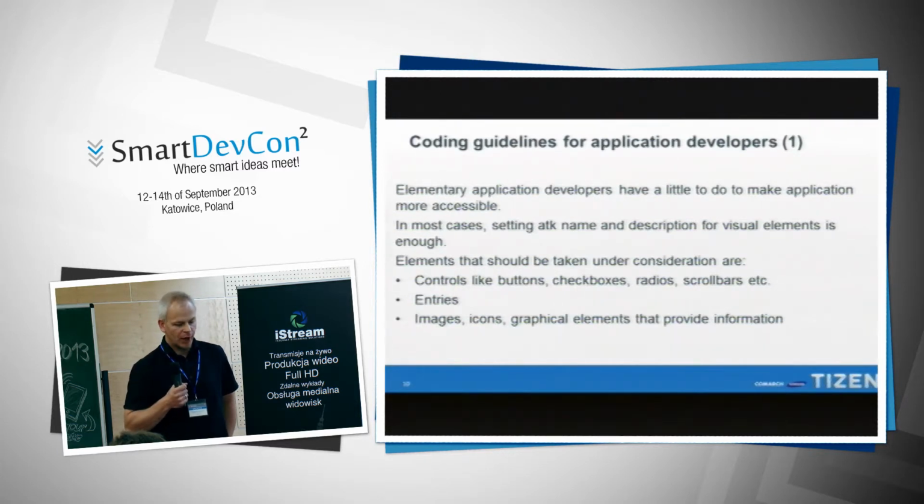In many cases, the applications have just a graphical interface without any textual content. For example, for blind people or people with similar disabilities, it's very hard to use such an application. So the elements that should be taken into consideration to make it more accessible are every control like buttons, checkboxes, radios, or scroll bars. I think there are many more entries and graphical elements like images, icons, and so on.